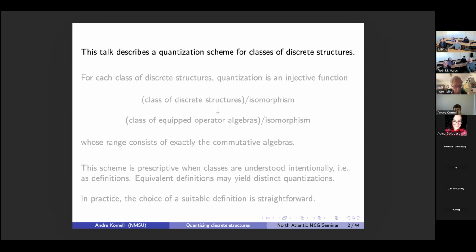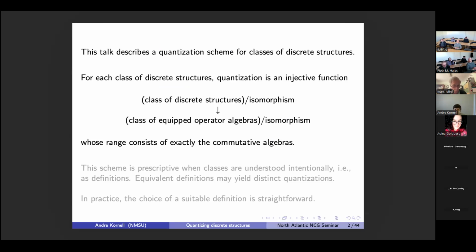So the talk describes essentially a quantization scheme for classes of discrete structures. In brief, this means that for each class of discrete structures, we obtain an injective function from the discrete structures into some class of equipped operator algebras. And of course, the whole premise in noncommutative geometry is that the range of this thing should consist of exactly the commutative algebras.